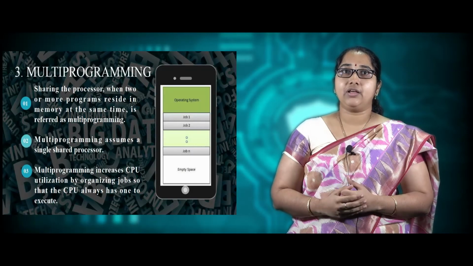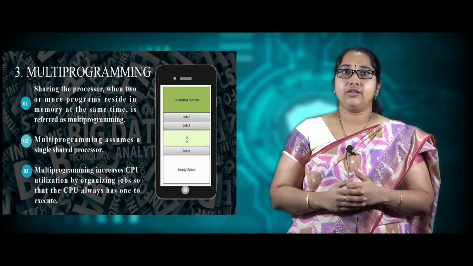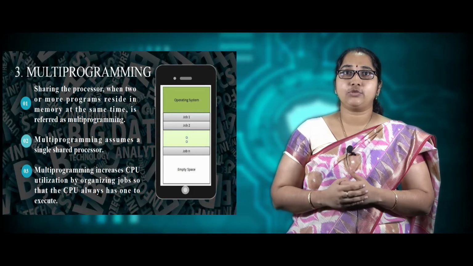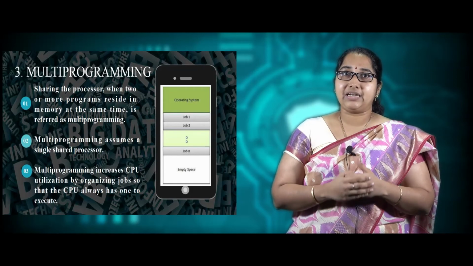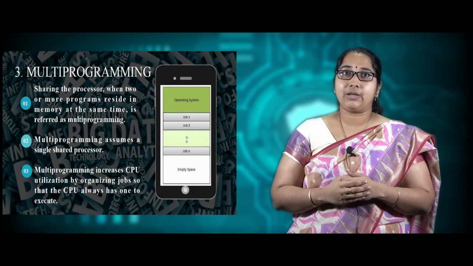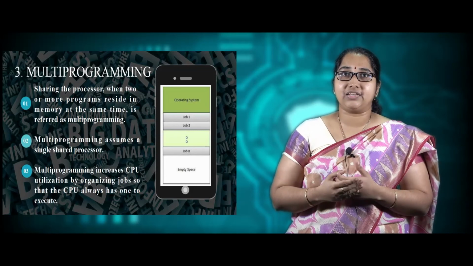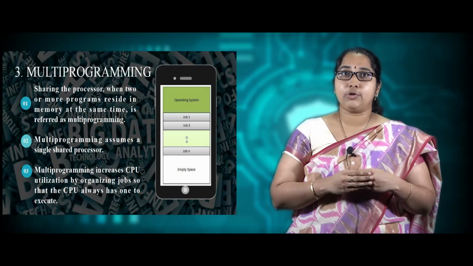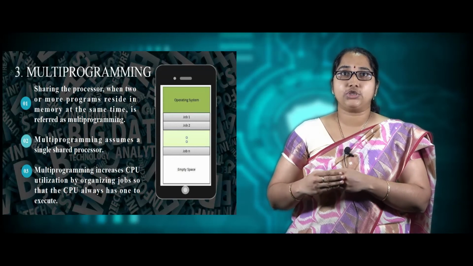The next property of the operating system is multiprogramming. Sharing the processor when 2 or more programs reside in the memory at the same time is called multiprogramming. Multiprogramming assumes a single shared processor. The multiprogramming gives more CPU utilization because jobs are organized in such a way that the CPU will be executing at least one job at a time.